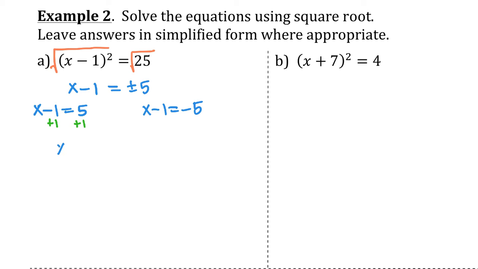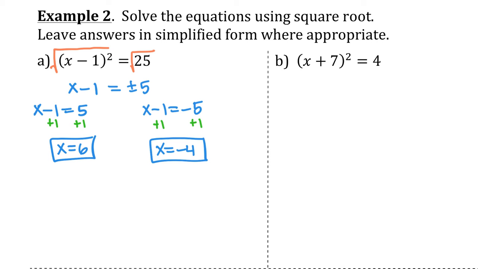So one of my answers is 6. My other answer is negative 4. So I still got two answers, they just don't have that positive negative pattern. If I were to check, if I plug 6 in, 6 minus 1 is 5, and then when I square it, I get 25. If I plug in negative 4, negative 4 minus 1 is negative 5, and then when I square it, it goes to positive 25.